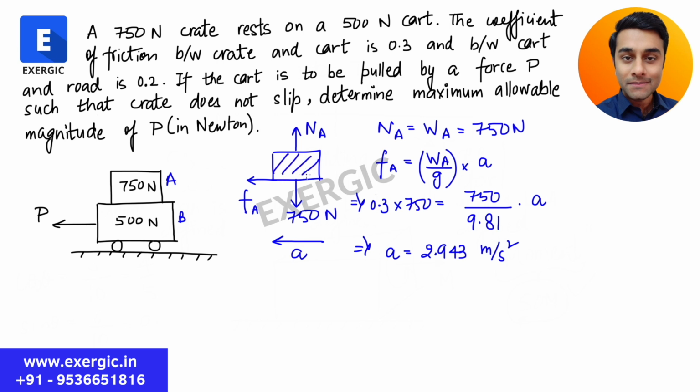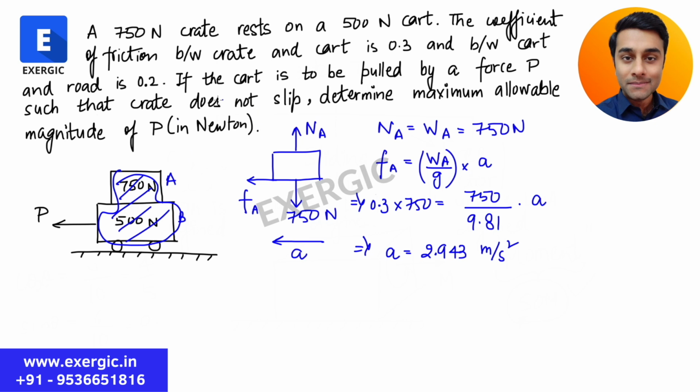Now you may think, what is the point of doing this, sir? Why are we calculating the acceleration of A? Look, this is, as I told you, fundamentally a different question than the previous ones. In this case, not only are the 500 Newton and 700 Newton bodies moving, but they are moving like a single whole body. That is what the question is telling you.